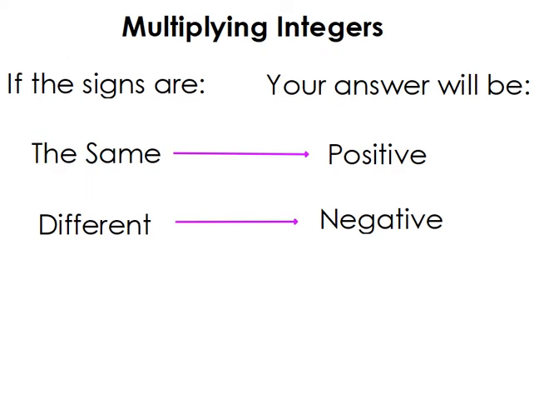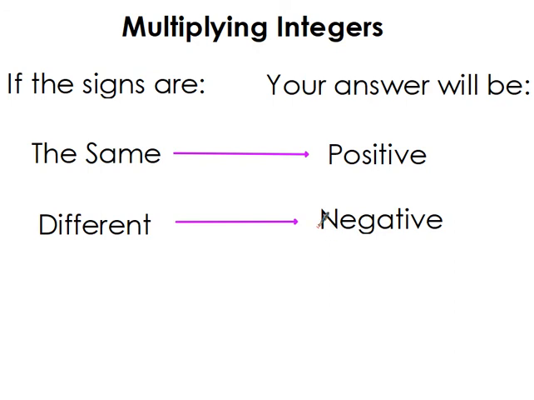And here are the main rules when multiplying integers. We're going to keep it as simple as possible. When you multiply integers that are the same sign, your answer is always positive. When you multiply integers that are different signs, your answer is always negative.